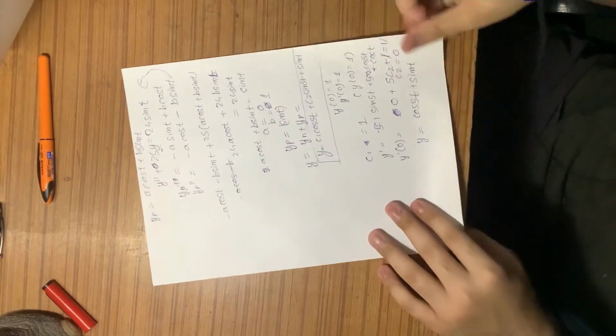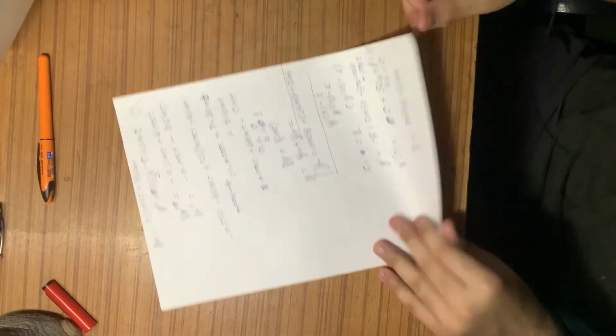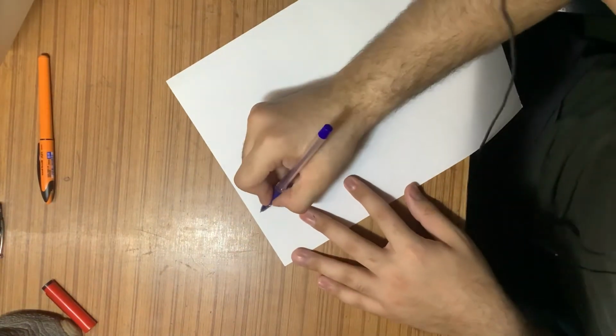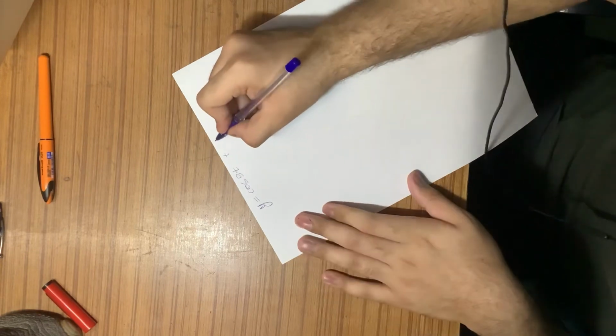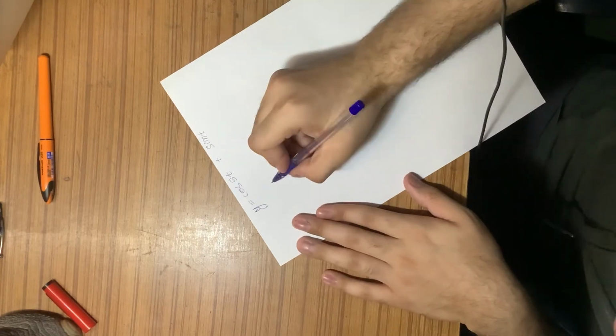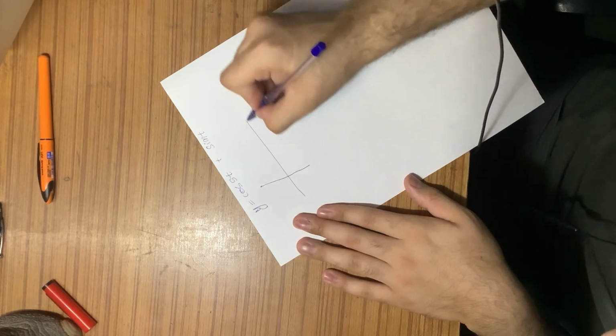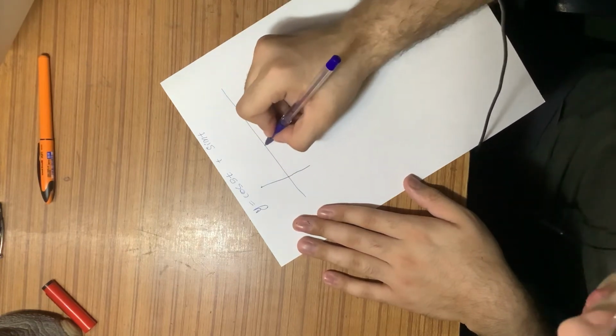Now we have to actually plot its graph. For that I would like to take a fresh page. The equation of y that we got was cos 5t plus sin t. First we will be plotting the graph of cos 5t. First let us plot for cos t.